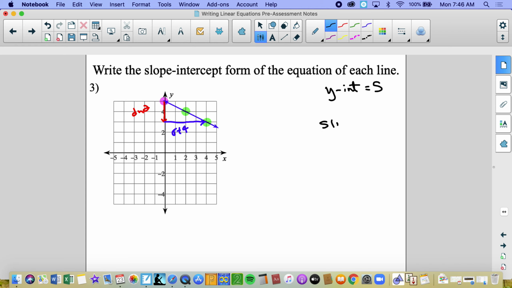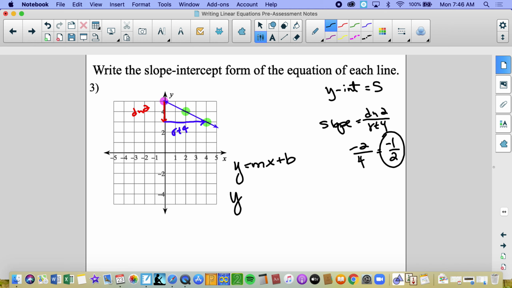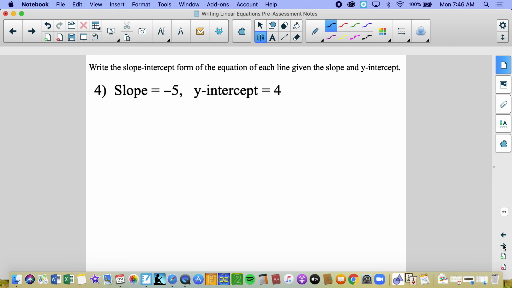So my slope equals down 2, right 4. Down is negative, right is positive. And remember, we must always simplify that fraction. So in the template, y equals mx plus b, filling in for the slope is -1/2. Filling in for the y-intercept is 5. So that would be my solution.